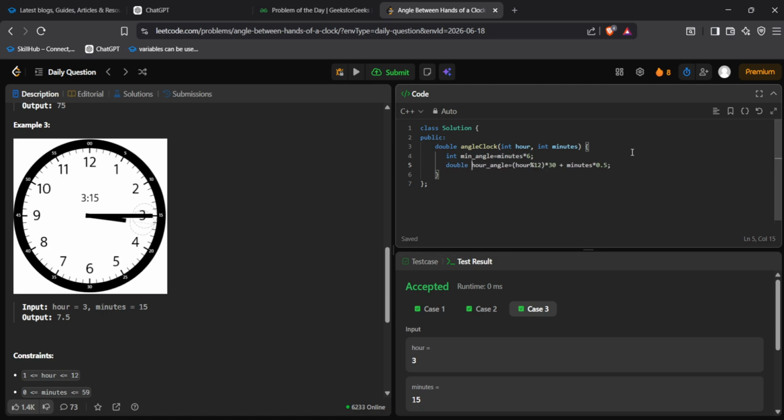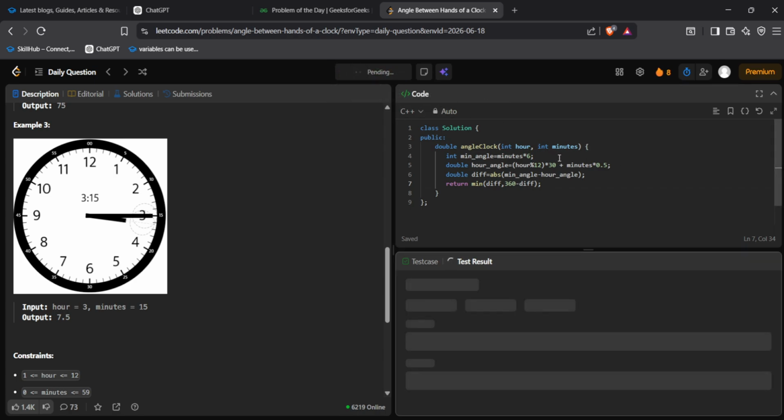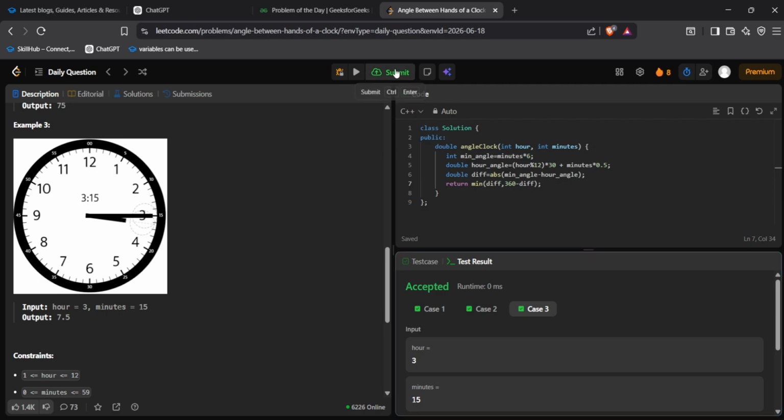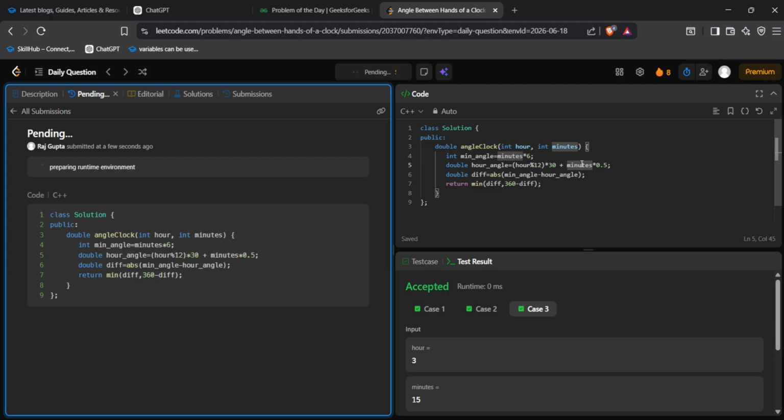Now I need to find the difference, so I will take the absolute value of minute angle minus hour angle, and we need to return the minimum of this one or 360 minus this one. So let's compile and run. Yes, it is correct. Let me submit it.